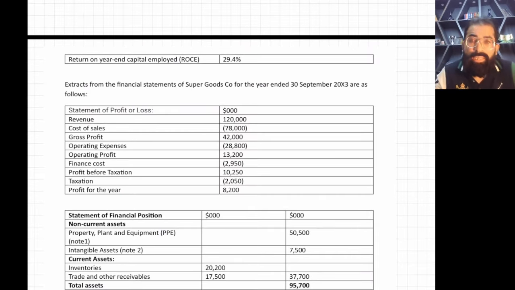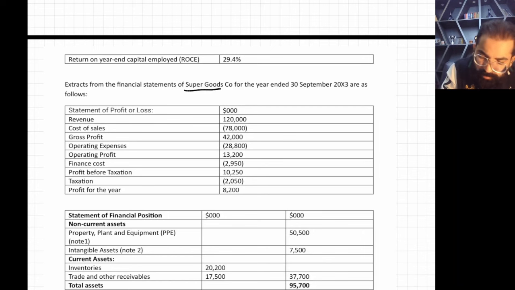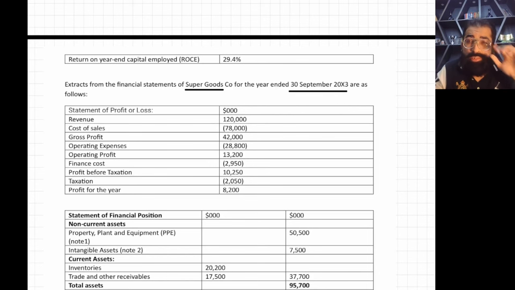Now, the name of our company is Super Goods. For Super Goods, your year end is 30th September X3. You have revenue, cost of sales, gross profit, operating expenses, operating profit, finance costs. All these things are given. The income statement is given in front of you.